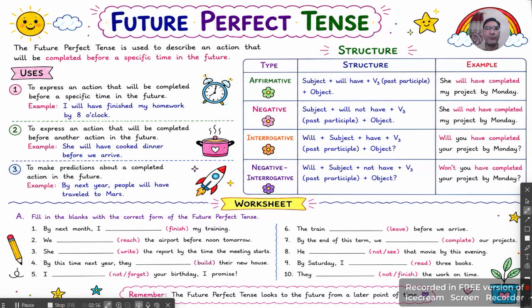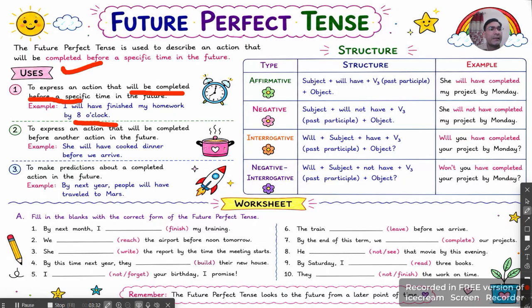Now the third type of future tense, that is future perfect tense. So what is the use of the future perfect tense? First use of future perfect tense is to express an action that will be completed before a specific time in the future. For example, I will have finished my homework by 8 o'clock. So this is an action which will be completed before a specific time, that is 8 o'clock.